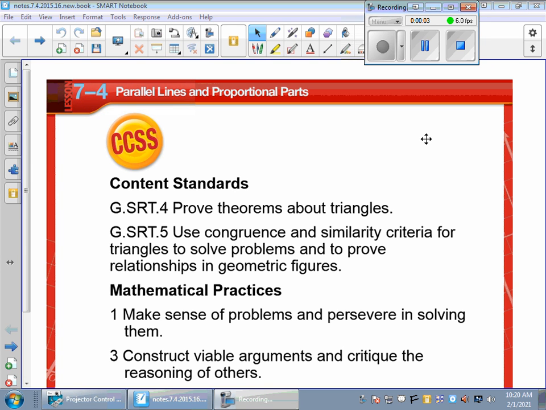All right, folks, here we go. So today we're working with section 7.4. 7.4 involves parallel lines and proportional parts.